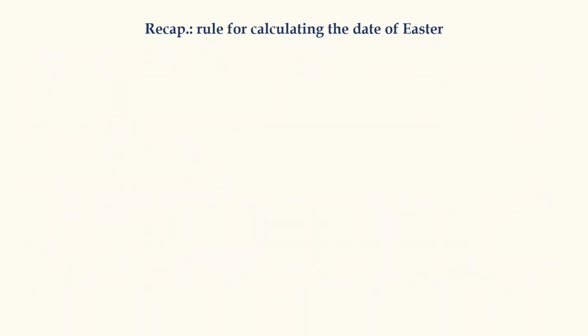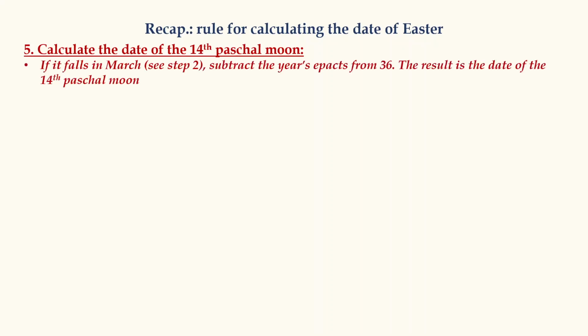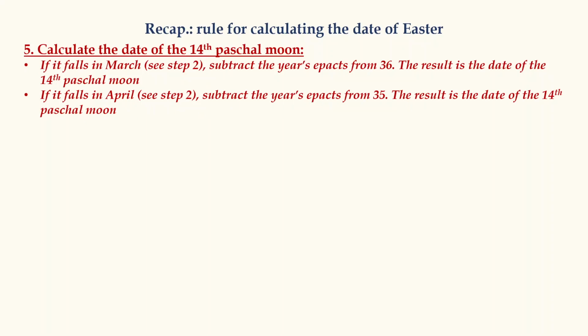Armed with all that information, we can finally tackle those convoluted-sounding first calculations we saw. So, step 5 is calculating the date of the 14th Paschal moon. If it's in March, subtract the epacts from 36, and the result is the date of the 14th Paschal moon. If it's in April, subtract the epacts from 35 to give the date.